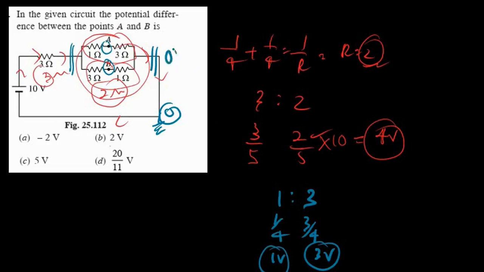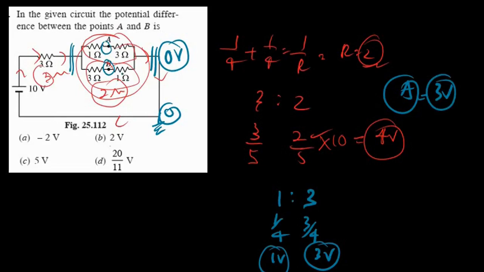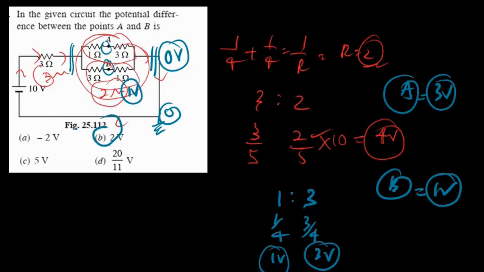So the potential here is 0, so 3 is getting 3, that means the potential at A is 3 volt. And the potential at B, actually here again the same ratio, 3:1, 1 ohm will be getting 1 volt. So potential at B will be 1 volt. They are asking us to find the potential difference between point A and B. So A is 3, B is 1, so 3 minus 1, that's 2 volt. Yeah, so that's the second answer.